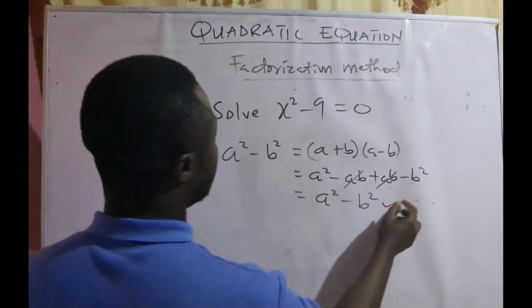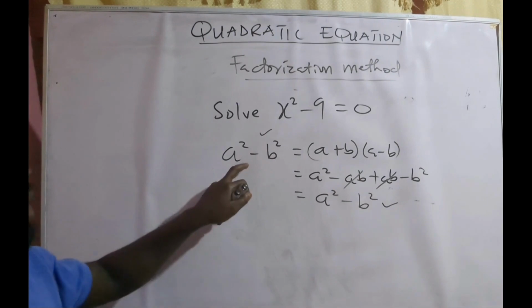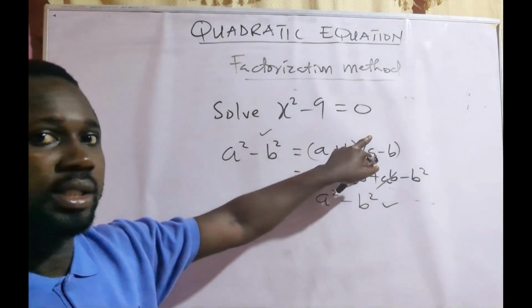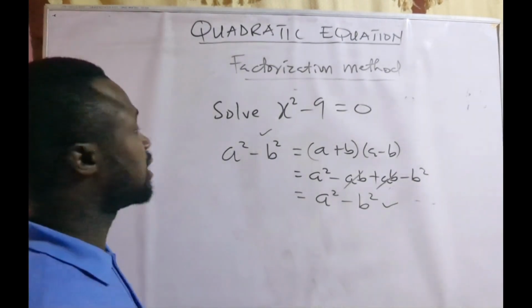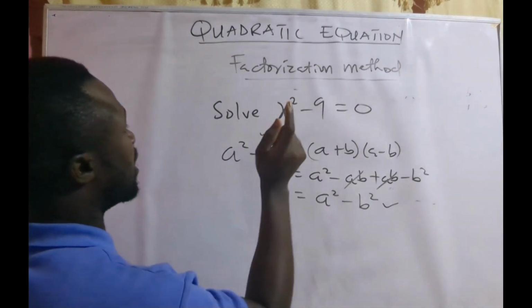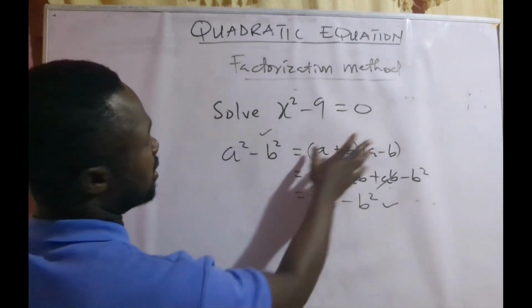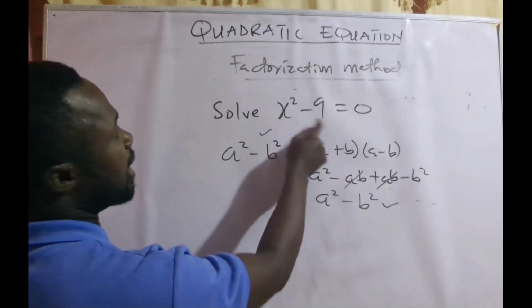So you see that we have gotten the same thing back here. Okay, that is the reason why this is equal to this. All right. So when you have a difference of two squares, then the factorization becomes this plus this, and then this minus this in both brackets.